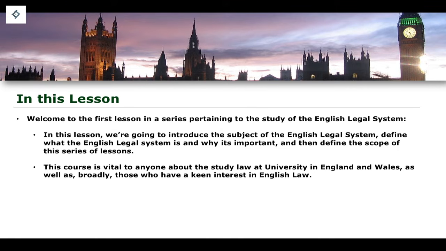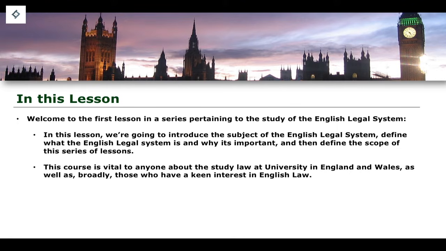This is a series of lessons which is vital to anybody who is studying law at university in England and Wales. The reason for this is because what this course is going to allow you to do is have a very introductory, basic understanding of the way in which the English legal system works and operates, the role of each of the individual component parts within this system.